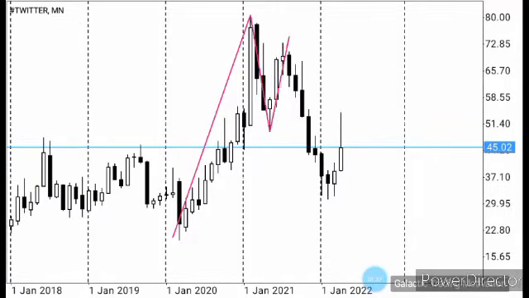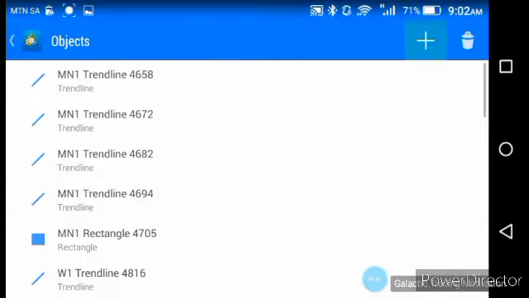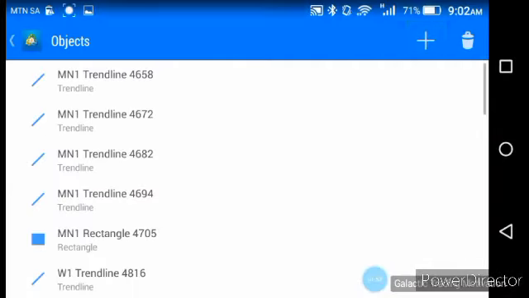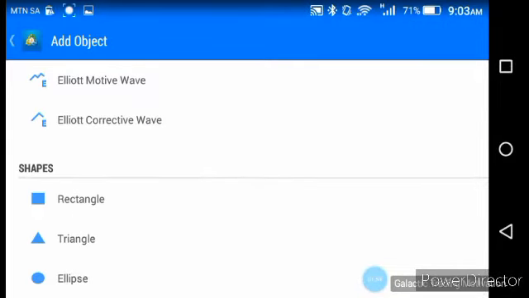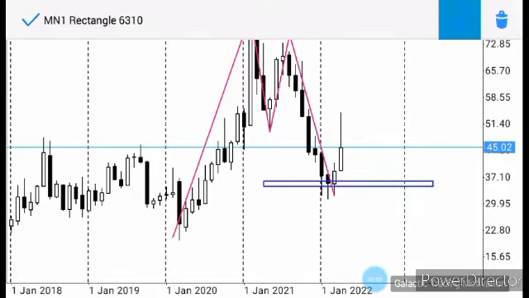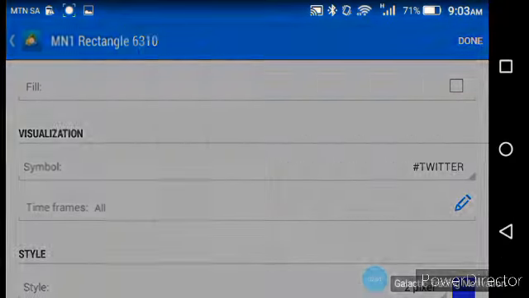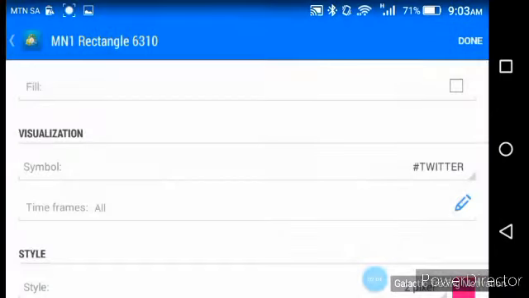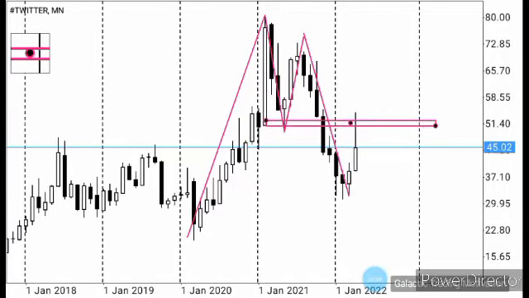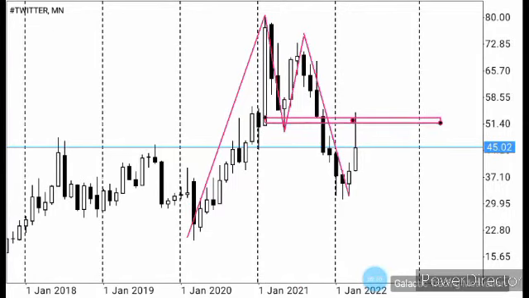Right, and then we've got the formation of the second leg, which is this, right? And then we saw, oh sorry, we have the neckline. Let me just add the neckline quickly. And we have the neckline somewhere in this region, right?